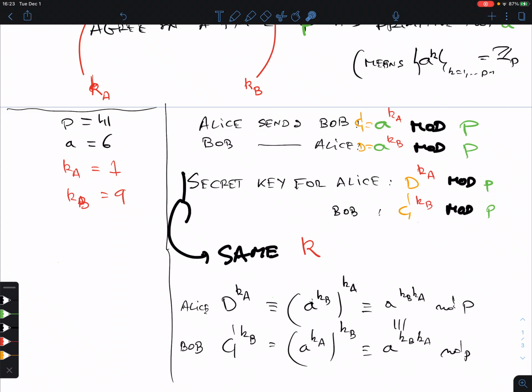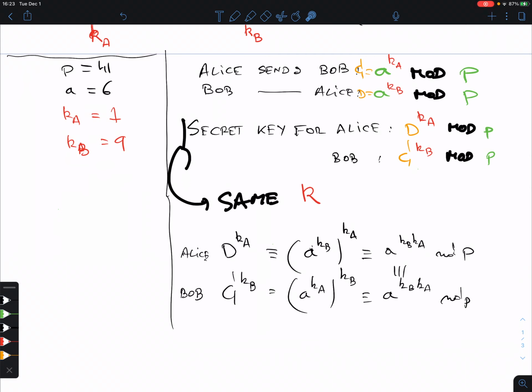Why? Because the secret key is equal to A to the power the product of the two secret keys. Now, how could you break this? Okay, let's do this on an example and then we can talk about breaking this. So, okay, everything is set up, so let's see, what does Alice do? What is C? That, remember, is the one that Alice sends to Bob.